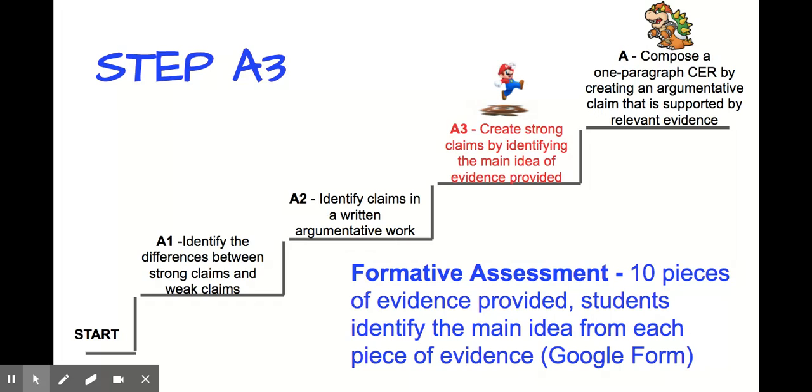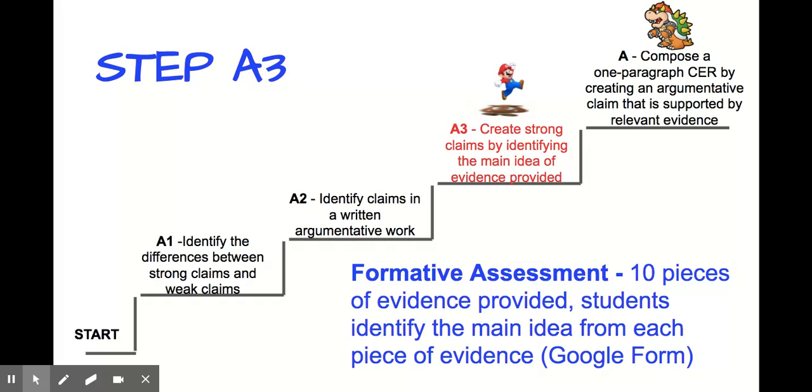Students move on now to step A3, where they create strong claims by identifying the main idea of evidence provided. As you can see, steps A1 and A2 center around identifying claims. Now, students moving on to A3 will create their own claims. So we slowly increase the rigor or the depth of knowledge as we move up our staircase.